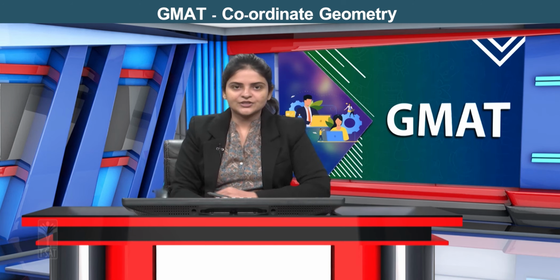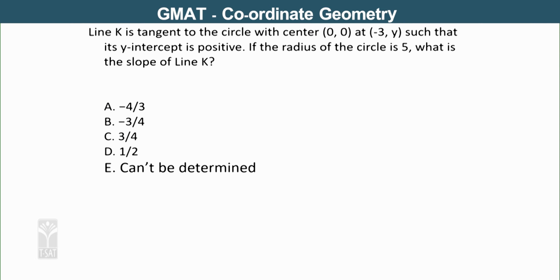Let us look at our next question now. Line K is tangent to the circle with center at 0, 0 at minus 3, y such that its y intercept is positive. If the radius of the circle is 5, what is the slope of line K? Okay. So, there is a circle in the coordinate system where the center is 0, 0. So, let us say the circle is like this. It is a rough drawing.